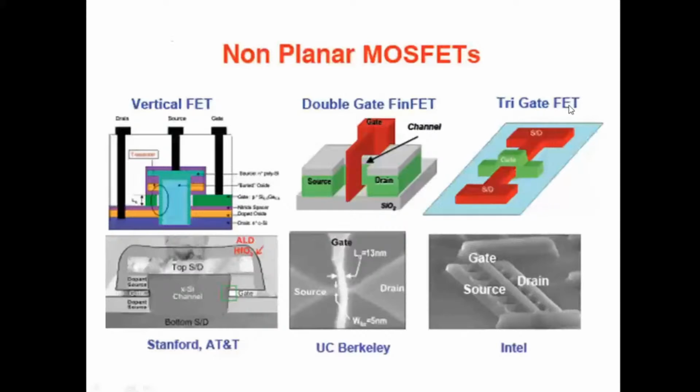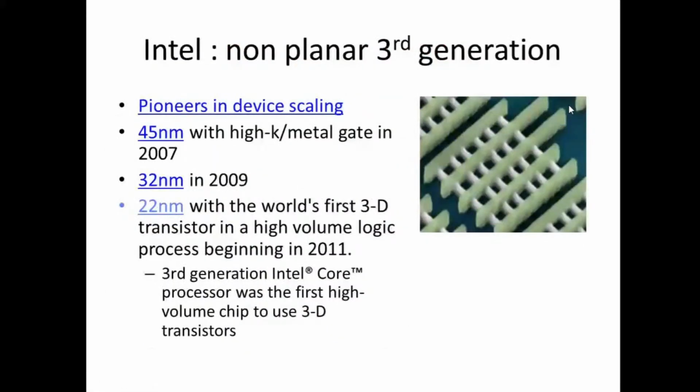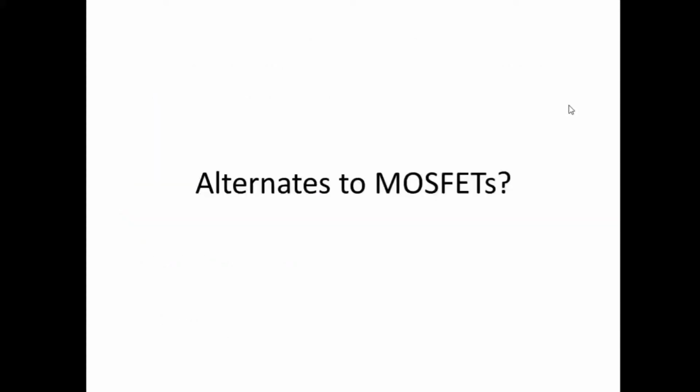Intel was a pioneer in device scaling. At the 45 nanometer node, they manufactured the MOSFET with high K dielectric and metal gate in 2007. They could manufacture MOSFETs at 32 nanometer in 2009. They manufactured MOSFETs at the 22 nanometer node, which was the world's first three-dimensional transistor in high volume, and this happened in 2011. The third generation Intel Core processor was the first high volume chip to use the three-dimensional transistors, which are popularly known as FinFETs.